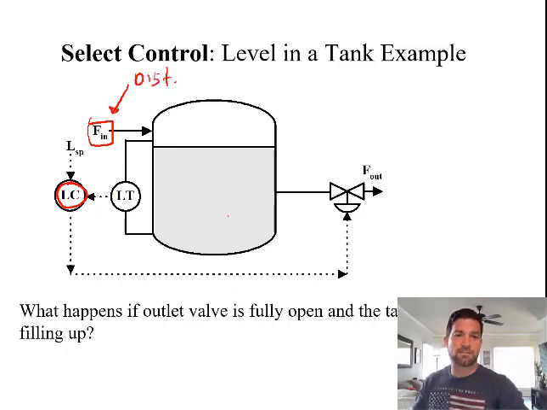We can think about some cases where we're trying to control the level and this valve is maxed open, so this valve is fully open and the tank is still filling up. We need to be able to accommodate that somehow. So what I want you to do is pause the video and think about how you would incorporate a select control on the system to prevent or to control the level in the event that this valve is wide open.